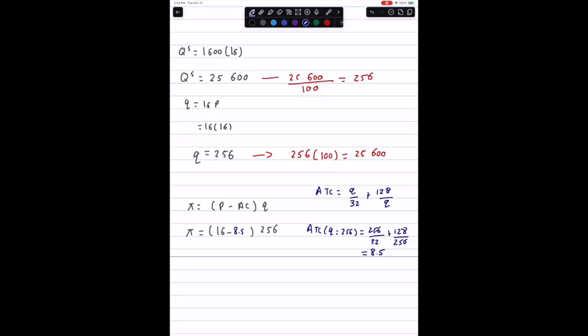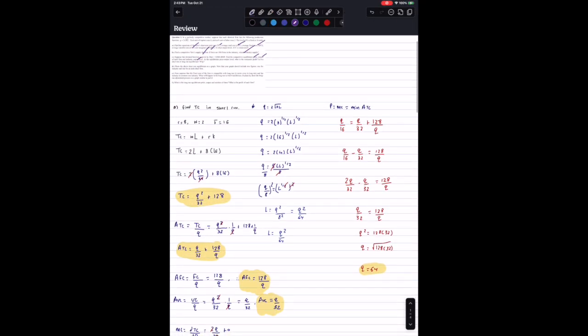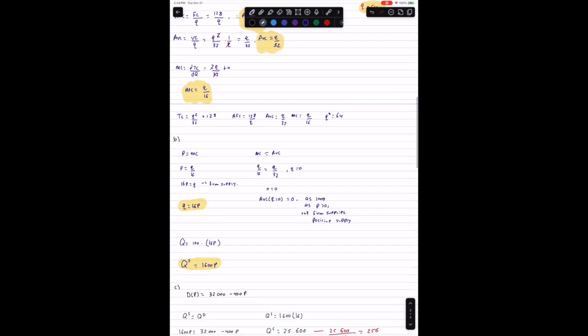If we plug this into our calculator, minus 8.5 times 256, we're going to get profit is equal to 1920. Perfect. We solved for profit. We're almost done, right? The last thing it asks is: is it a short run or long run equilibrium? Why? Well, let's do that.